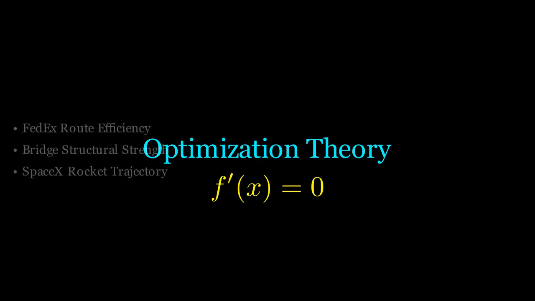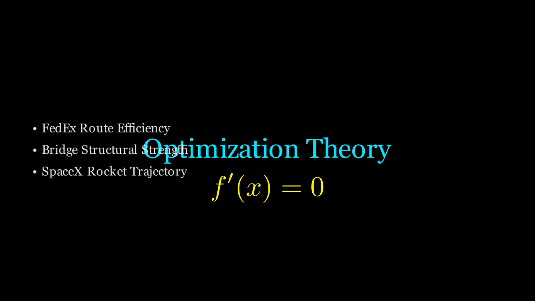Welcome to this deep dive into the heart of calculus and decision-making: optimization. Have you ever wondered how an architect determines the strongest shape for a bridge? How a logistics company like FedEx finds the most fuel-efficient route? Or how a trader maximizes profit? At the core of all these questions lies a simple yet profound mathematical condition. The derivative must be zero.